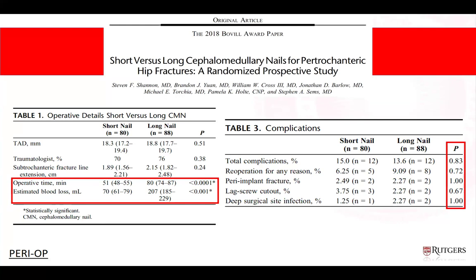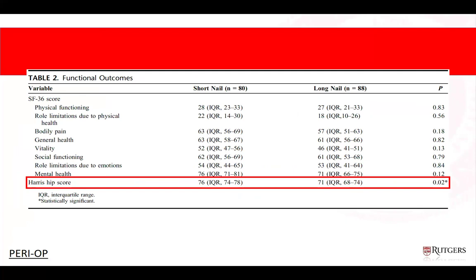The primary outcome measures were the SF36 and the Harris hip score. The table on the left shows that operative time and estimated blood loss were statistically significantly less in the short nail versus long nail group. There was no difference in complications. In terms of functional outcomes, the SF36 scores were similar, but there was a better Harris hip score for the short nail than the long nail.